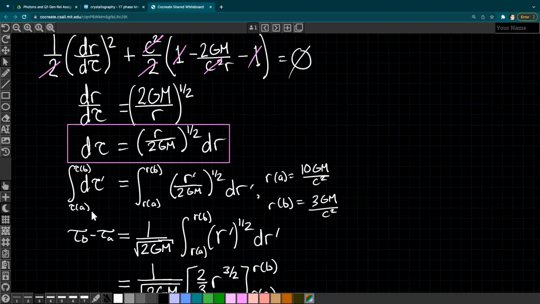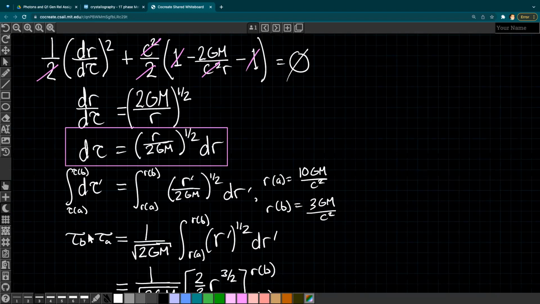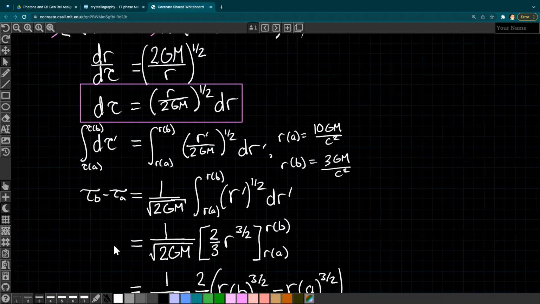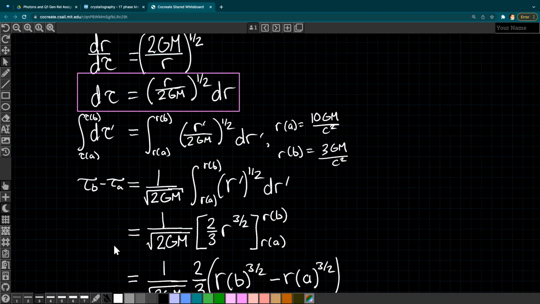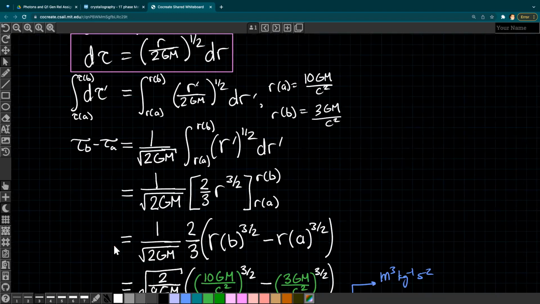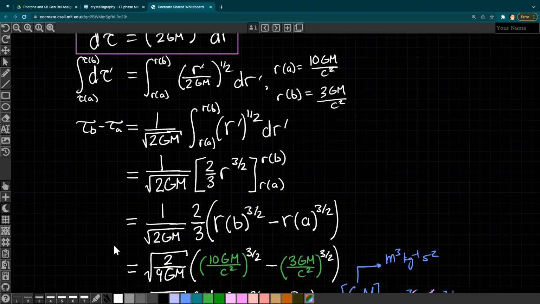The integral of d tau is just tau. So we have tau at B minus tau at A, and we'll just call that delta tau. That's the amount of time that elapses as the observer moves from position A to position B.